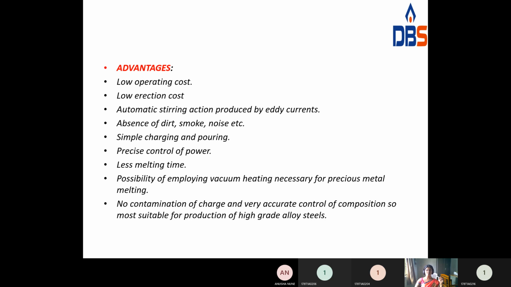Now we have to see the advantages. Advantages are low operating cost, low erection cost, automatic stirring action produced by the eddy currents, absence of dirt, dust, smoke and noise, simple charging and pouring. The molten metal can be charged simply, and placing the molten metal into the crucible is also very simple. Precise control of power, less melting time, possibility of employing vacuum heating necessary for precise melting, no contamination of charge, and very accurate control of composition. So these are the advantages of the coreless type induction furnace.